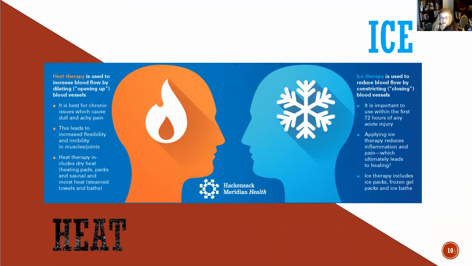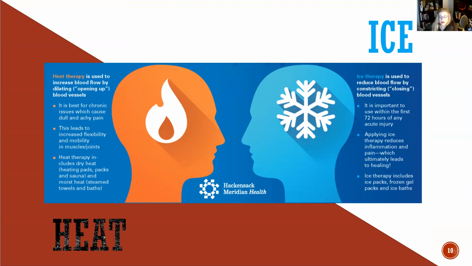Ice causes vasoconstriction, which causes blood to come to the area less, which means that the swelling will go down when you ice something. This makes sense to me. However, heat is going to do the exact opposite. Heat is going to cause vasodilation, which will then cause more blood to the area, which allows for faster healing. It also allows the muscle fibers themselves to relax.